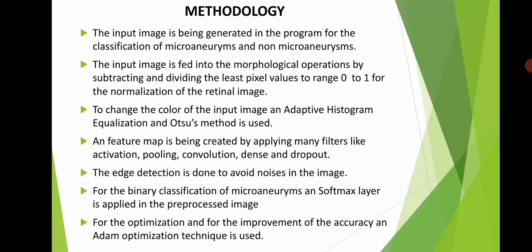Otsu thresholding method. Applying many layers like activation, dropout, dense, pooling, and convolution is performed in the next stage to create a feature map. An edge detection method is implemented in order to avoid noise in the image. A softmax layer is applied after the pre-processing for the binary classification of microaneurysms. Finally, an ADAM optimizer is used to enhance the accuracy.